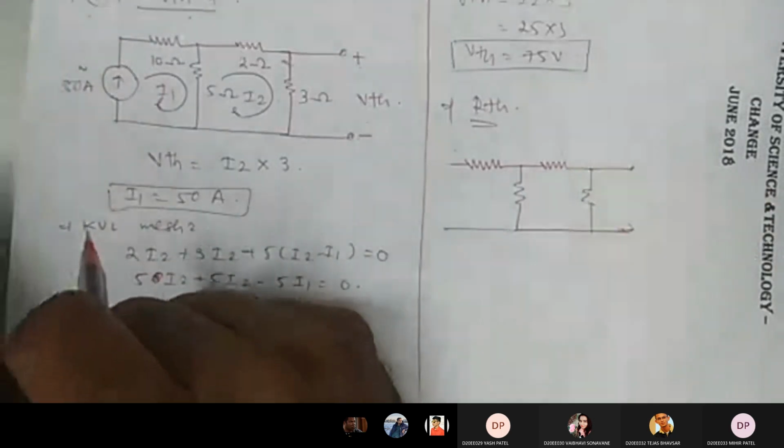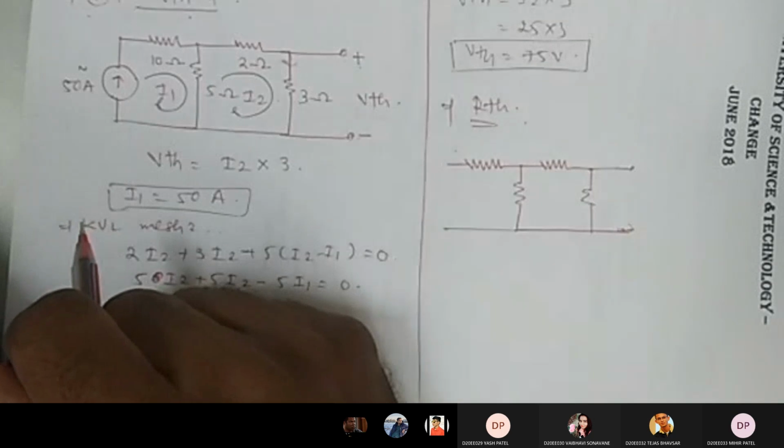Then we have to make it short circuit if there is a voltage source and open circuit if there is a current source.